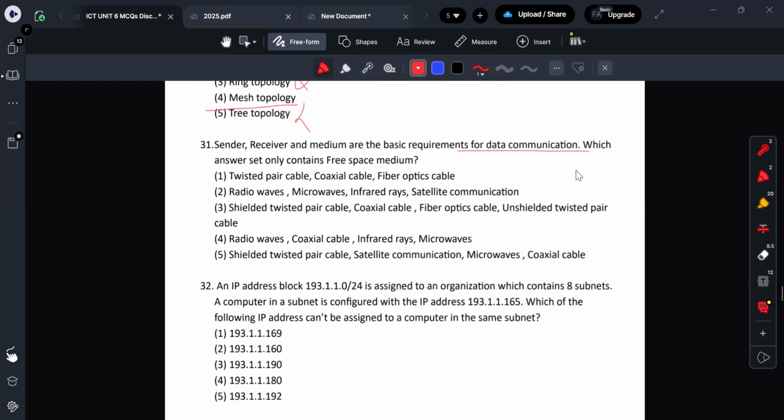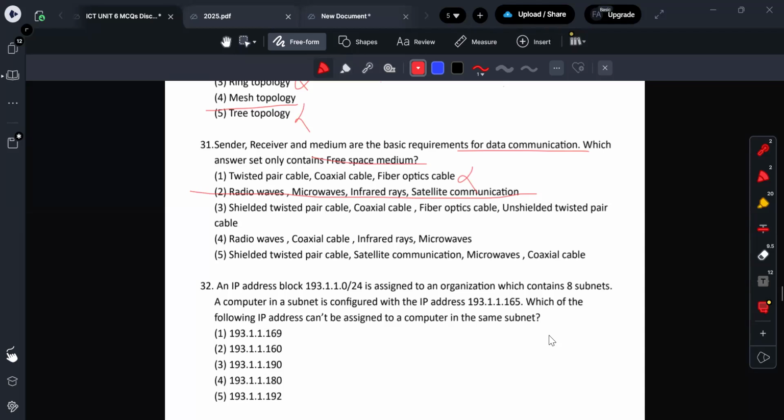Then, sender, receiver, and medium are the basic requirements for data communication. Which answer set only contains free space medium? What is free space medium? Wireless communication. What do we call it? Unguided media. So see how they are asking. They didn't ask it directly as unguided, right? Twisted pair cable, coaxial cable, fiber optics cable. Are these unguided? No, these all are guided, right? Radio waves, microwaves, infrared rays, satellite waves. So yes, all of these are wireless, meaning unguided media or a free space medium.